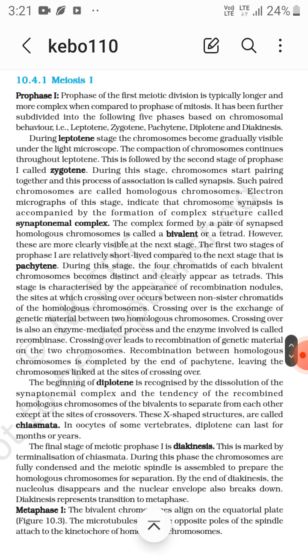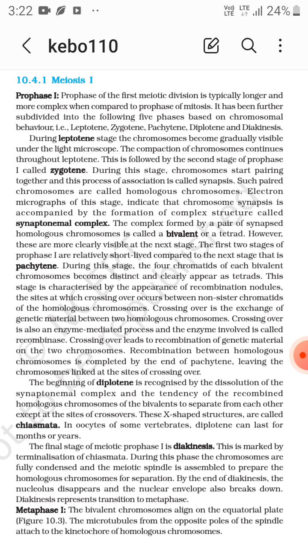Electron micrographs of this stage indicate that chromosome synapsis is accompanied by the formation of a complex structure called the synaptonemal complex. So first the synaptonemal complex forms, then synapsis occurs, that is, they start pairing together.